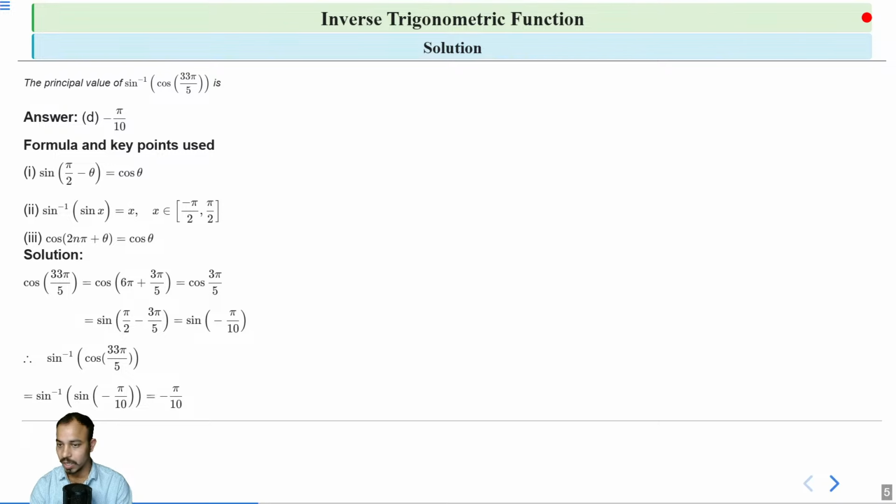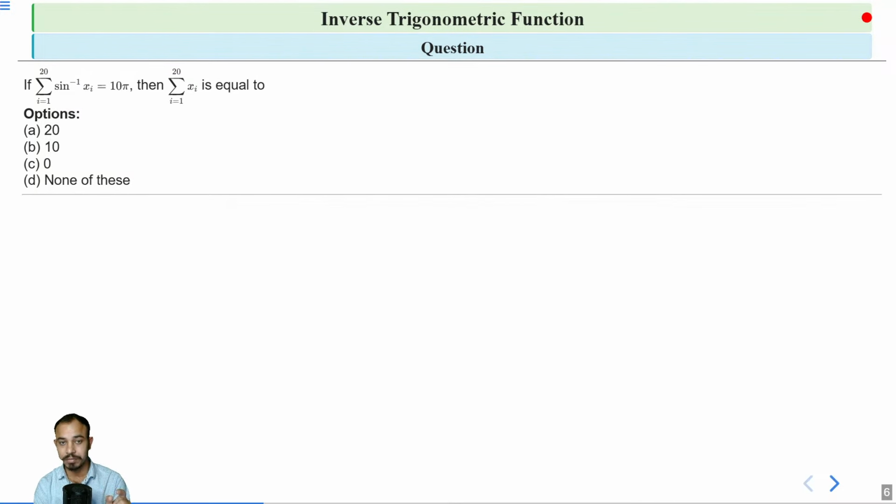I hope you will understand. Do you have any doubt in this solution? If it's clear, then write CLR in the chat section. Is it clear to all of you? Can I move to the next question? Please respond. Okay, now moving to the next.